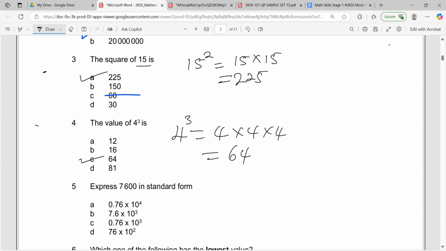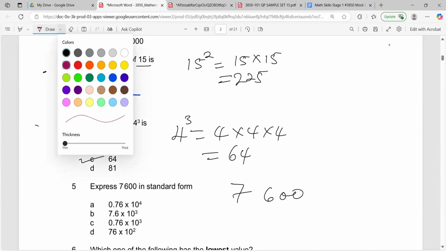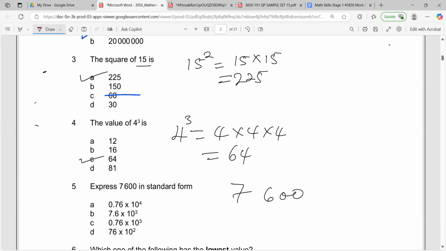Standard form, this one is new, so it's 7,600 in standard form. In standard form, it means it must be between 1 and 10, right? So the decimal is here, so we carry it to here. I will count the number of places, 1, 2, 3. So it will be 7.6 times 10 to the positive 3, since we're going to our right to get back the original.